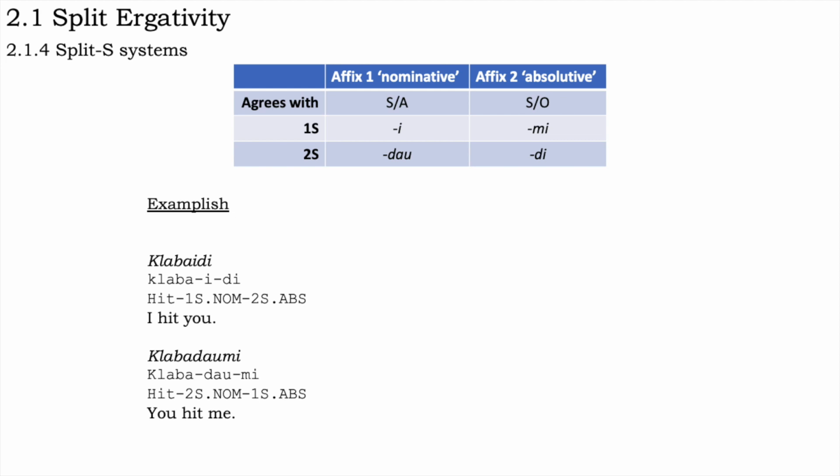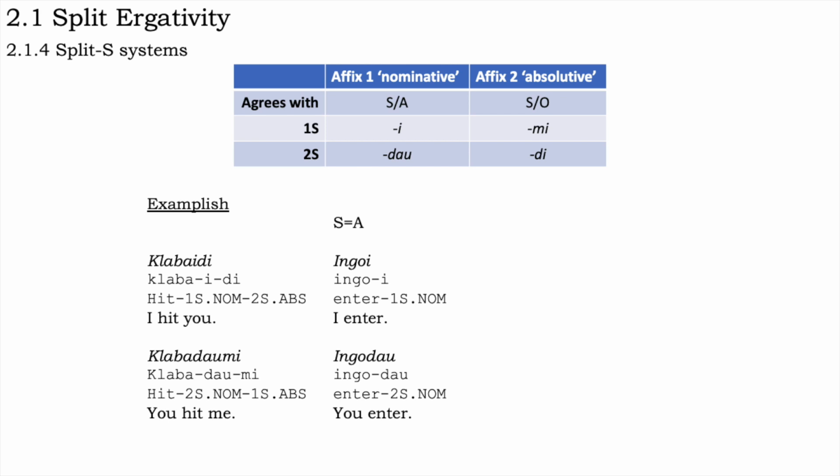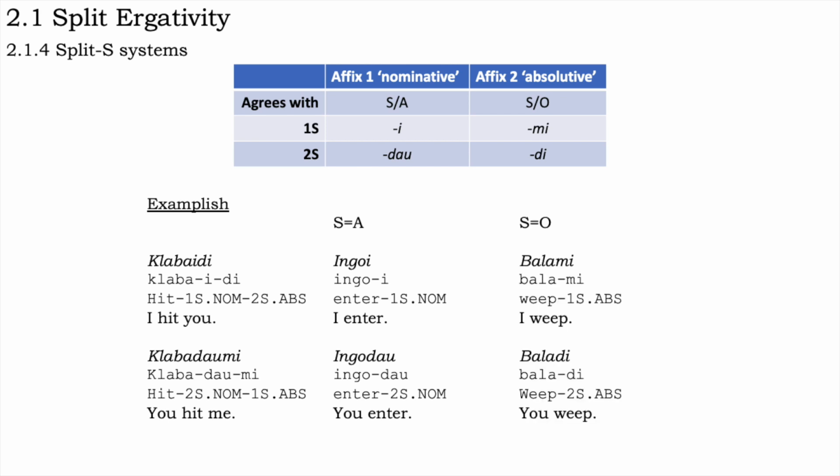For instance, if enter is an S equals A verb, then I enter would be expressed as enter, first person singular nominative. If weep is an S equals O verb, then I weep would be expressed as weep, first person singular absolutive. Now, going back to the verbs themselves, note that the exact semantic basis for S equals A versus S equals O verbs can differ from language to language, although it is always some variant of the volitionality distinction described above.